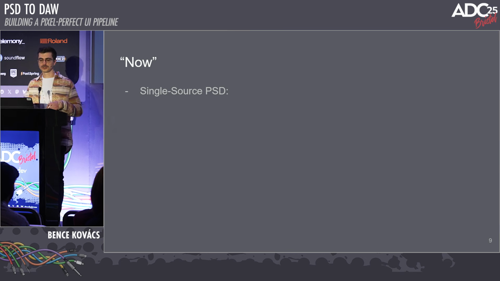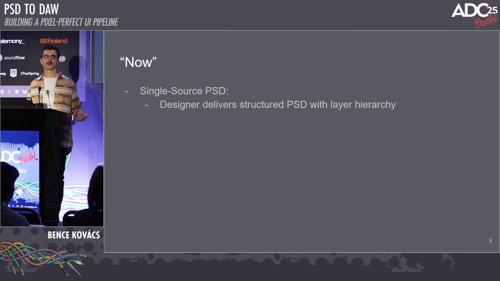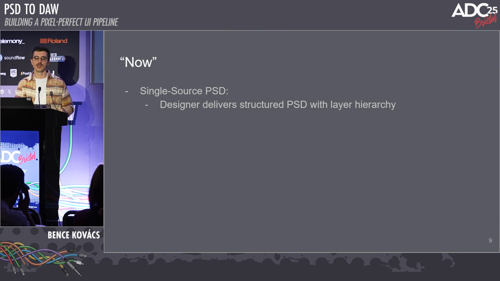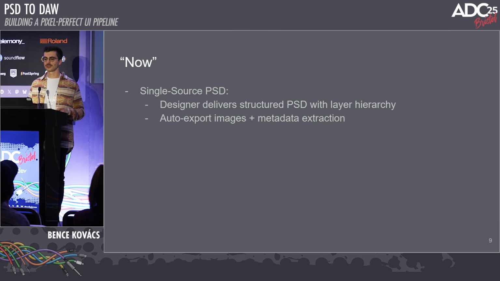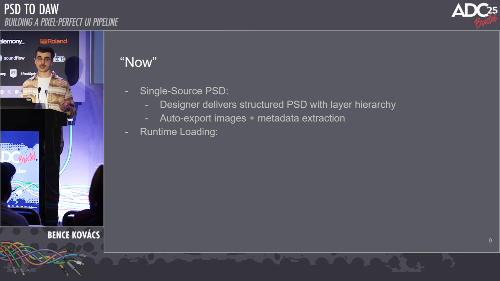Whereas nowadays we have found a good standardized document structure for Photoshop files that we can request from our designers to deliver to us as a single source of truth for graphics. It has a very structured layer hierarchy. So that means that we can also export the images and also extract metadata of component positions. And then we can load them during runtime dynamically.